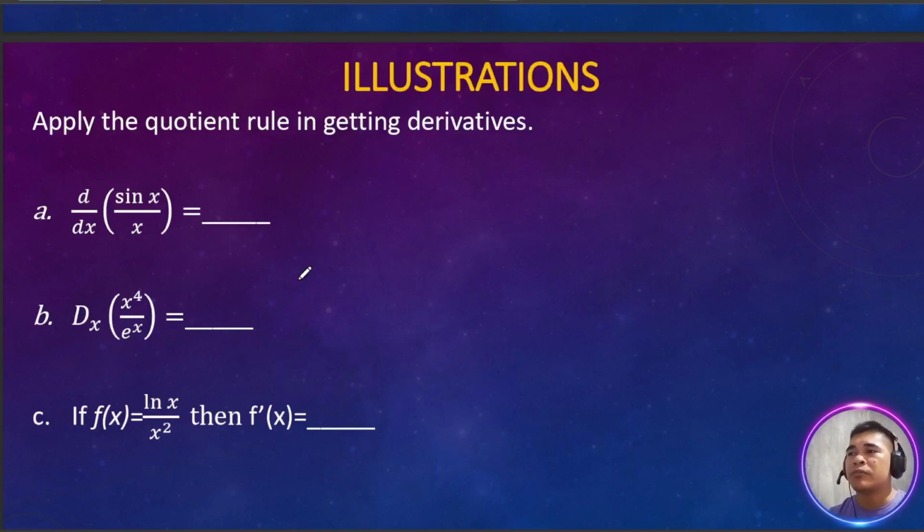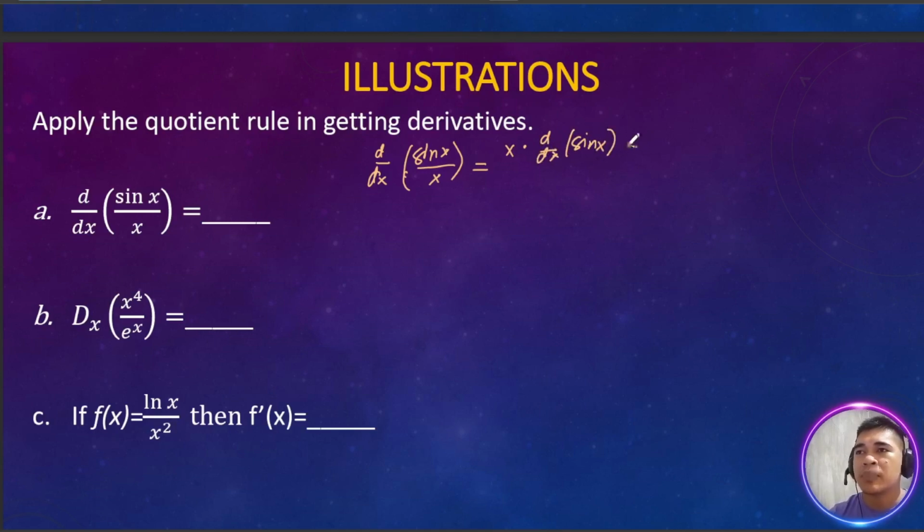We have some illustration. Derivative of sine x over x. So we have this one. D over dx of sine x over x equals. So this is our g of x, this is our f of x. So g of x una times the derivative of the f of x, minus atong f of x, which is sine x, times the derivative of our g of x, which is x, all over is square natong g of x na to, which is our x, ang denominator.